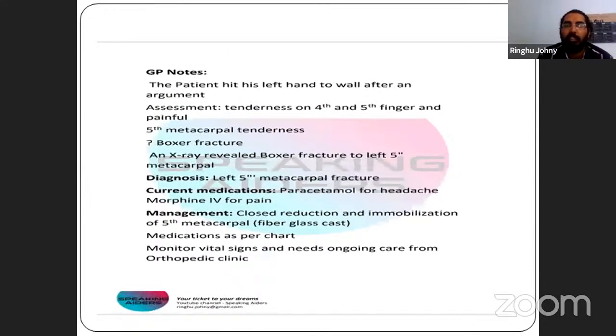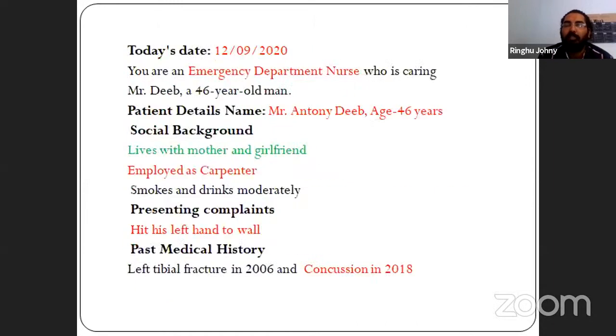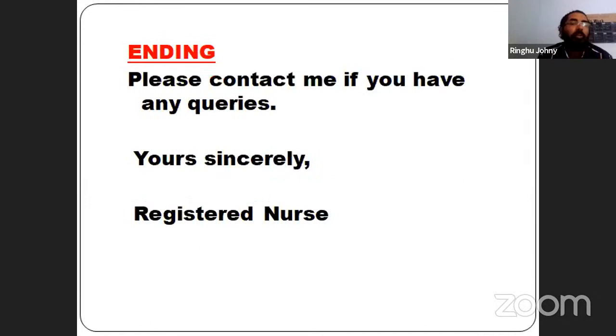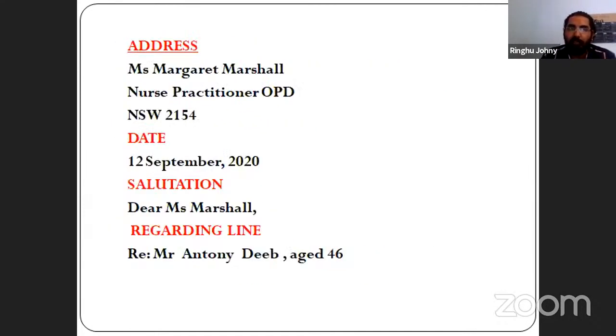So mostly I request my students to write what is said in the task. If it says you are an emergency department nurse, it's better to write emergency department nurse. But it's still fine. You can write your name, or you can write as registered nurse. That's perfectly fine. Doesn't matter. It's up to you how to write. So I hope this was a useful section.